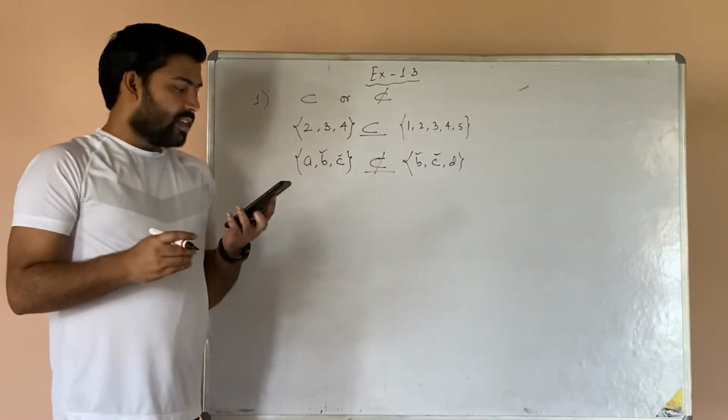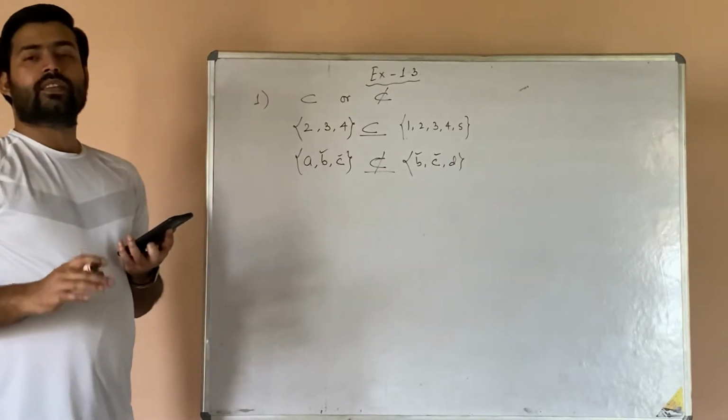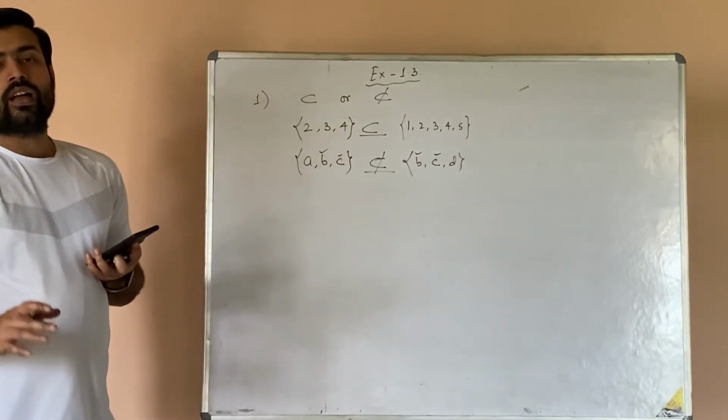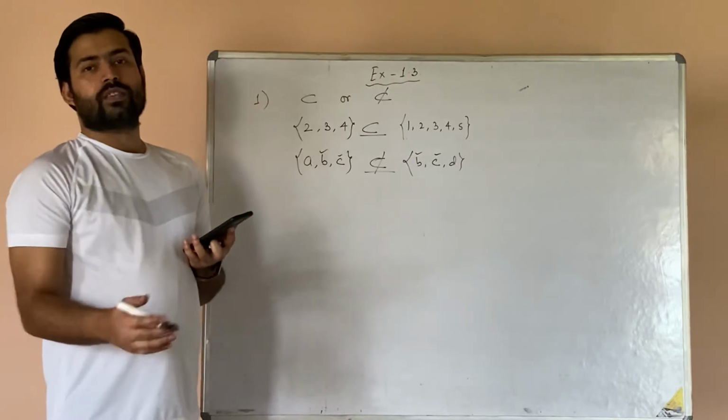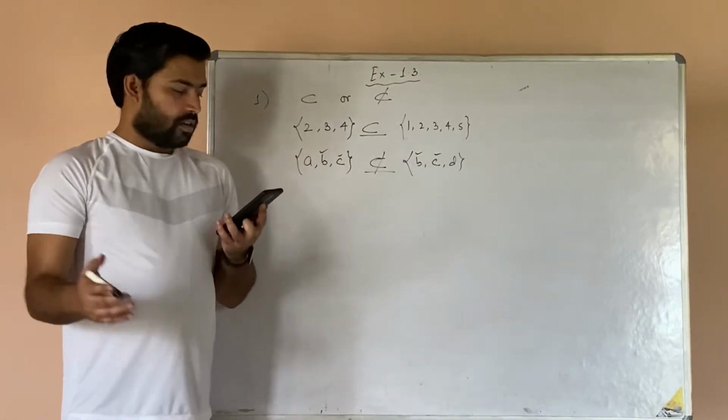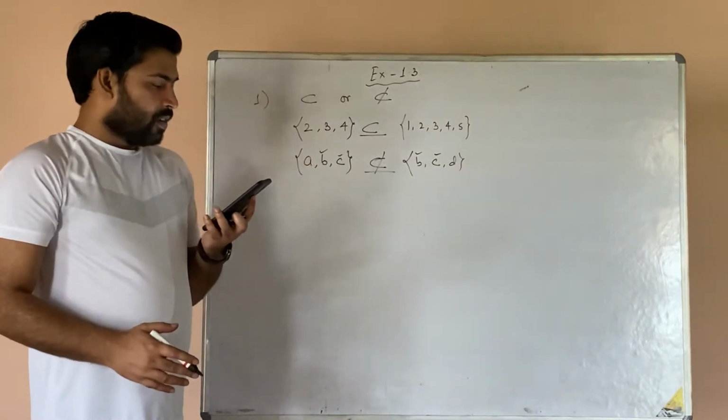The next questions are given in set builder form. So you will first convert the set builder form into roster form. After converting them to roster form, then you will check whether it is a subset or is not a subset of that. Am I clear?